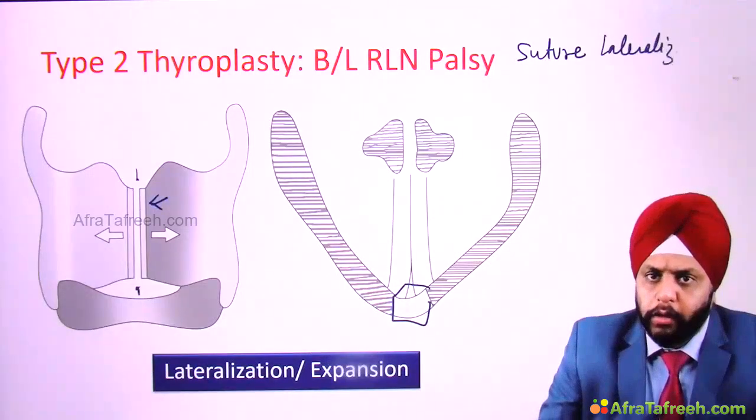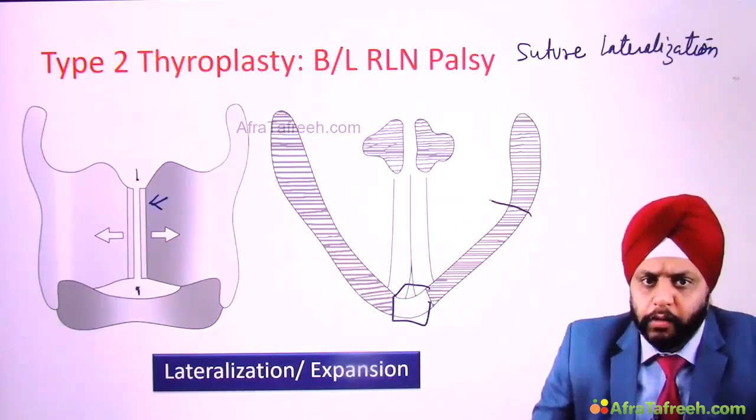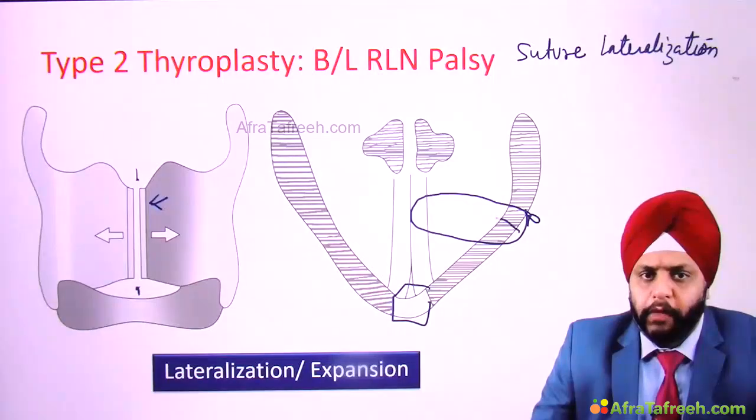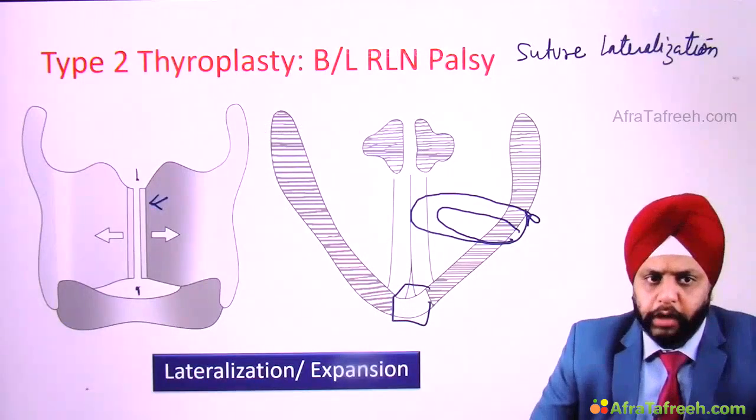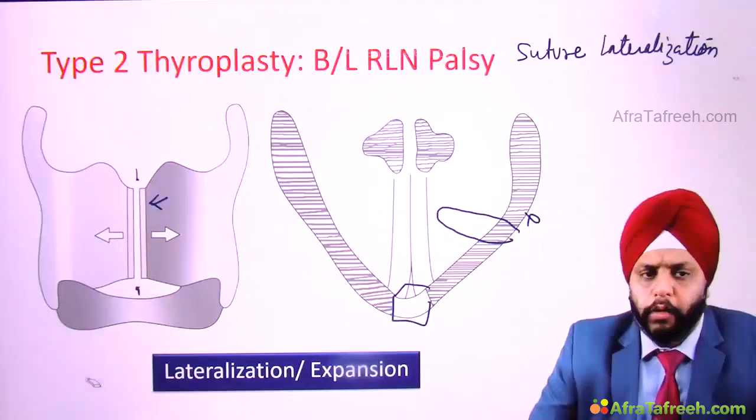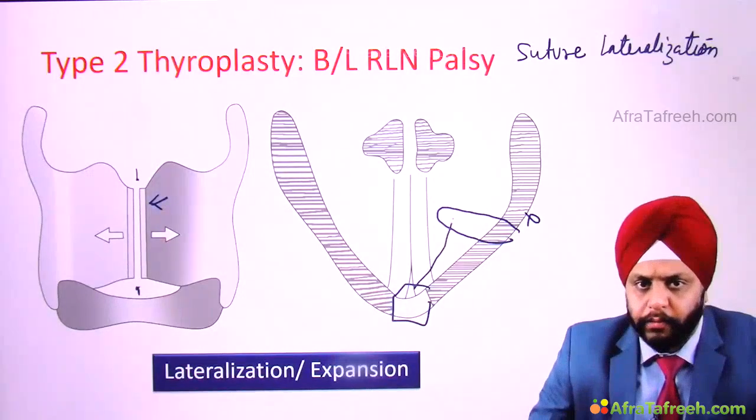What do they do? They do suture lateralization. What they do is they pass sutures from here to the vocal fold, and when they tie the suture, it will pull the vocal fold over here like this. So when you stretch and tie the suture, it will pull the vocal fold and create some airway like this. Okay, so some airway is created.